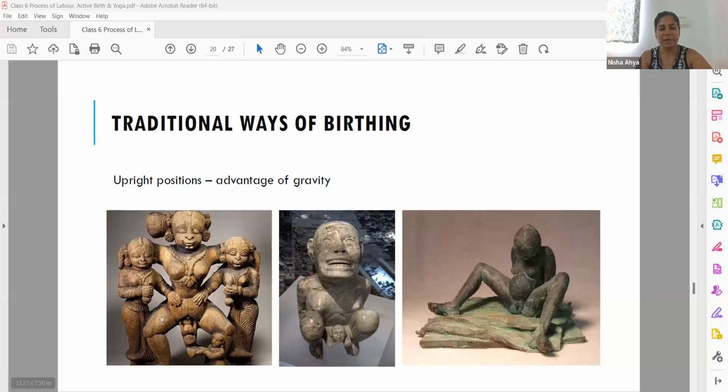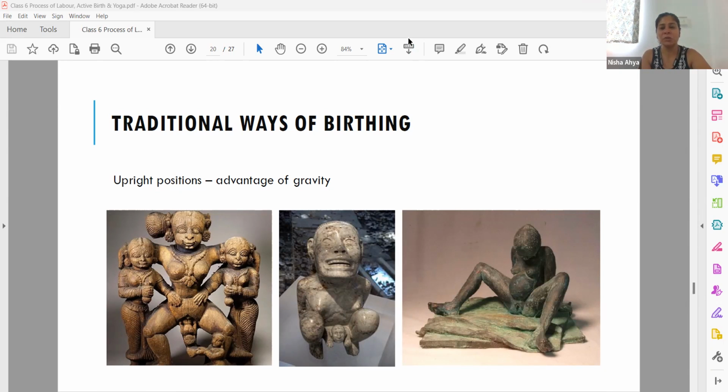So you see here the Kaliasan pose is used to deliver a baby. Here the squat. Here the sitting upright position. So these are some images from some ancient sculptures or temples.